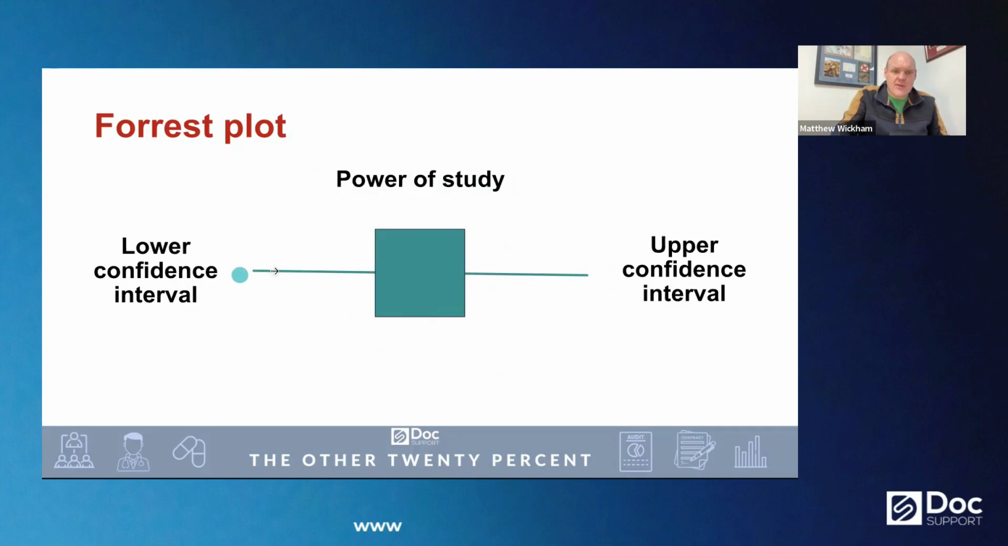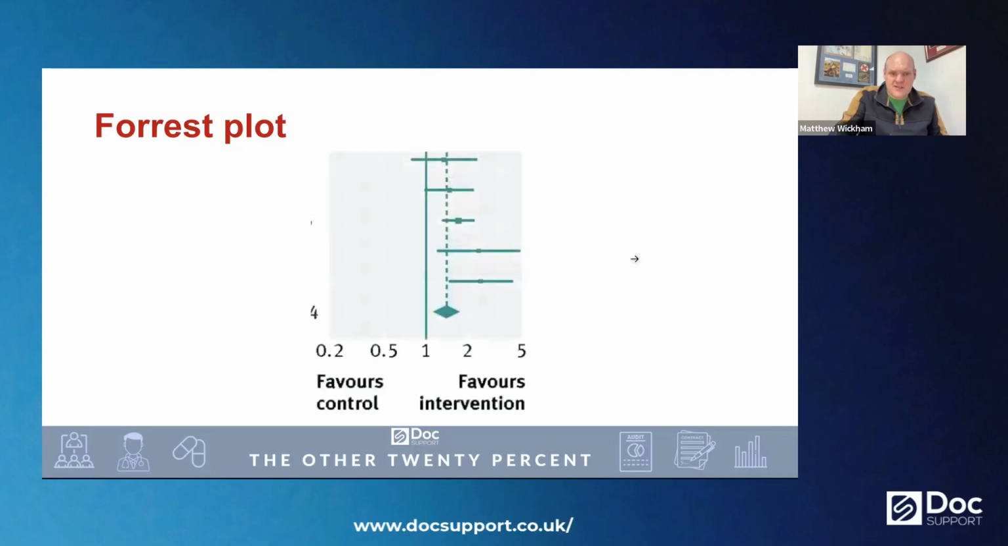Again, you've got the line representing the lower and upper confidence interval. As you can see, we start to add more studies and apply the same thing. These studies do not touch the line of no effect, and they are on the favors intervention side. So we can build up two things: they favor intervention, and because they're clear of that solid line, they are statistically significant.